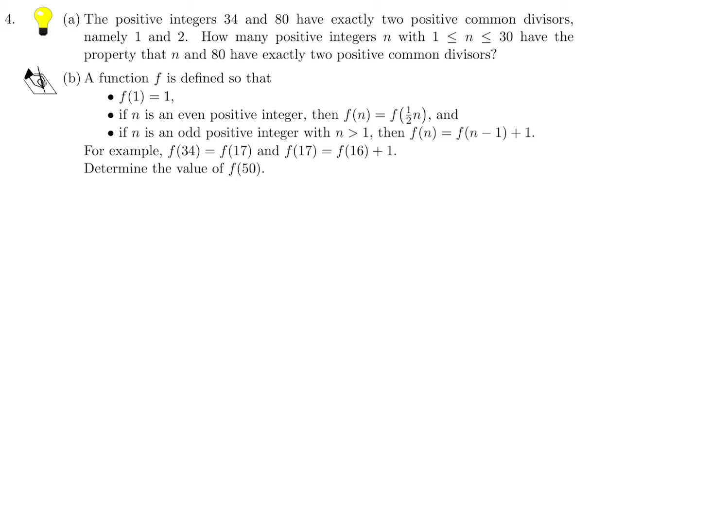The positive integers 34 and 80 have exactly two positive common divisors, namely 1 and 2. How many positive integers n, with n between 1 and 30 inclusive, have the property that n and 80 have exactly two positive common divisors? All right, well, let's talk about the numbers 34 and 80 first. 34 is 2 times 17. So let's just list the common divisors first by listing the divisors.